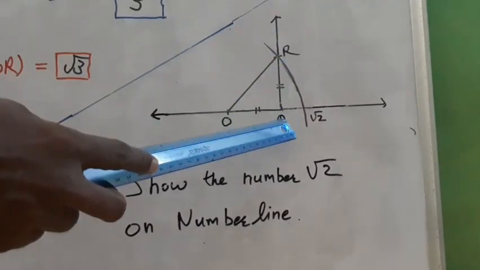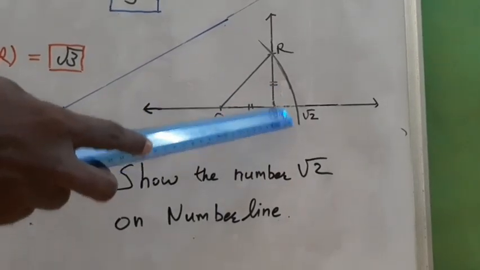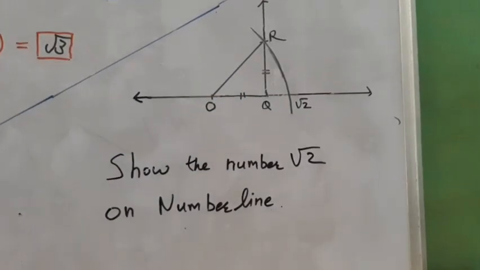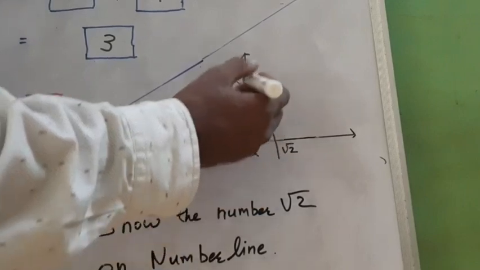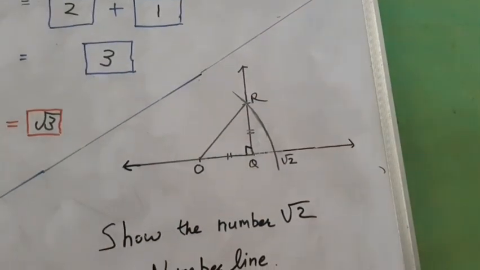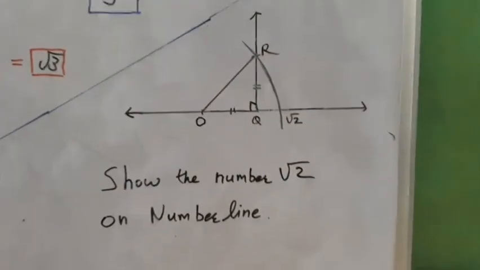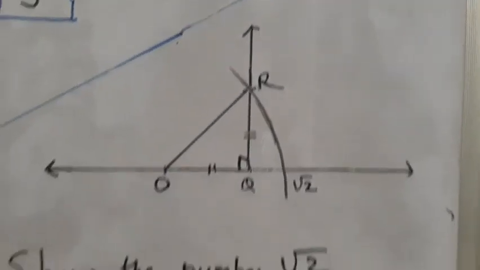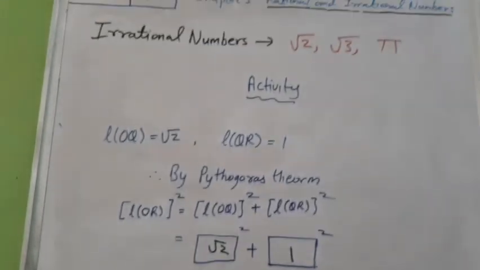Draw a perpendicular at Q. Whatever distance OQ is, QR is the same. That makes an isosceles right angle triangle. Draw OR and, using a compass, draw an arc from R. We get root 2 here.